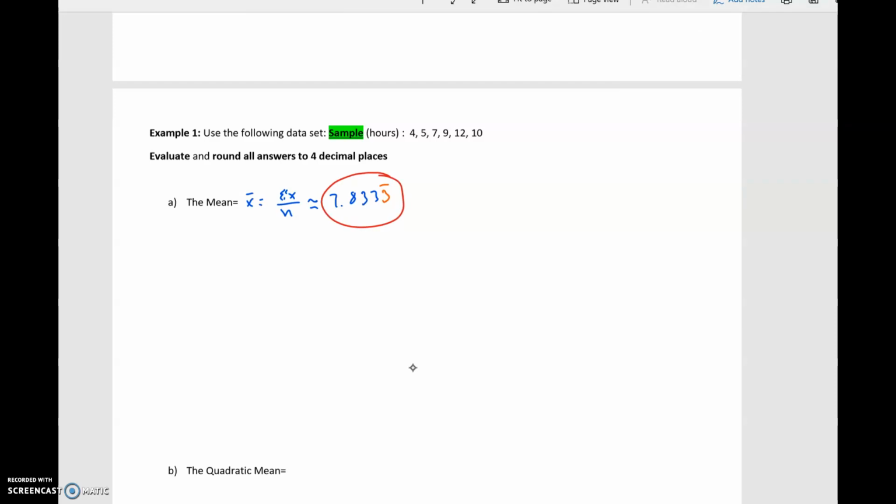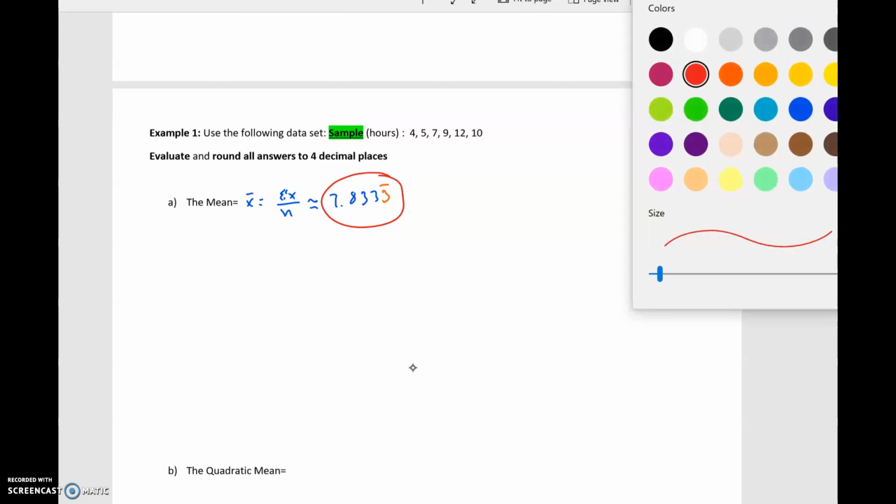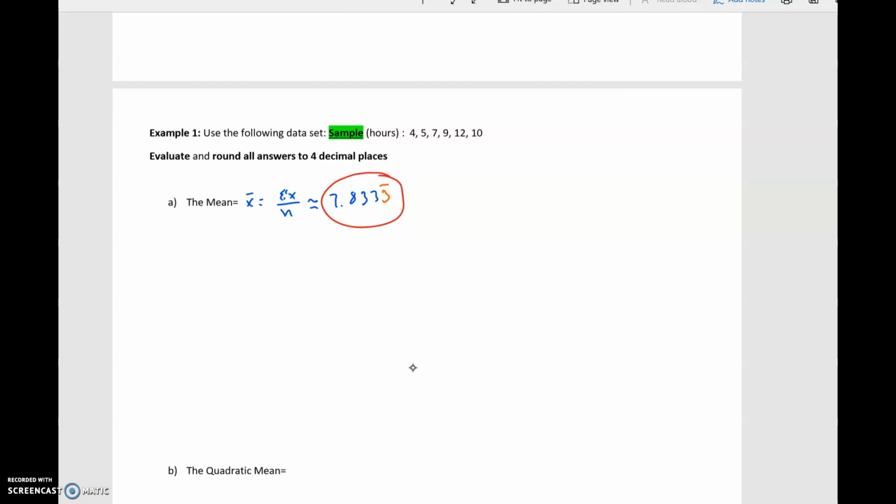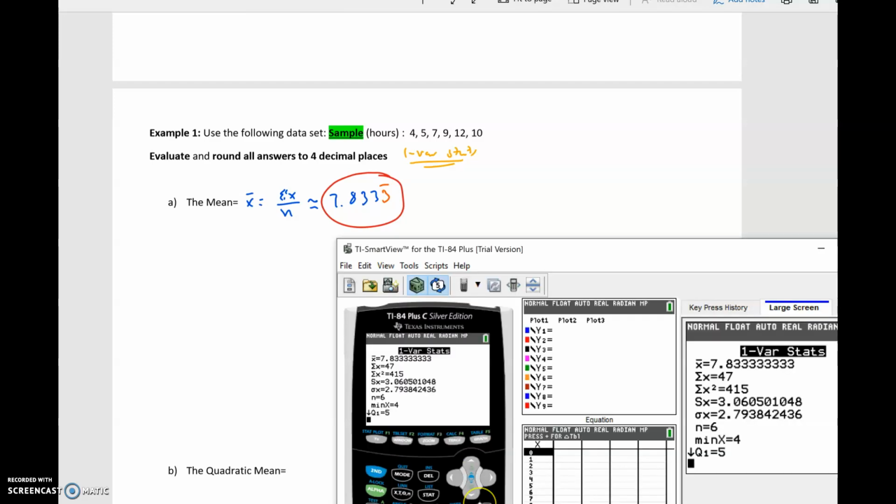And all I need you to tell me is that you're technically using the one variable stats, so you can just put it on the side. And then in this case, you're letting me know that you're actually using the shortcuts of the calculator. So I still need to see the formula associated with each of these, and then your final answer.